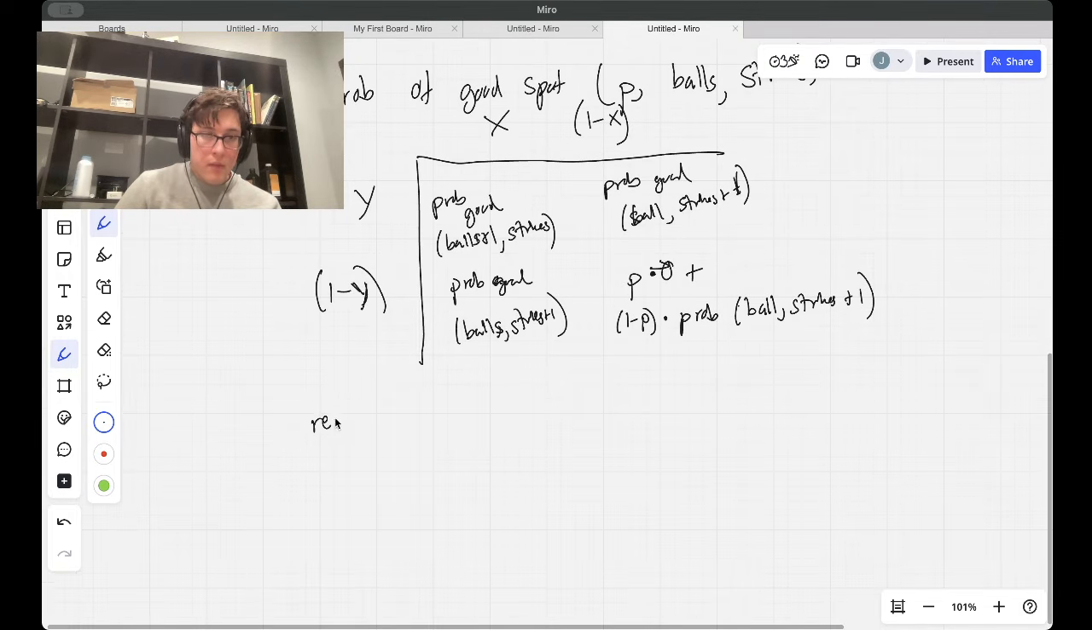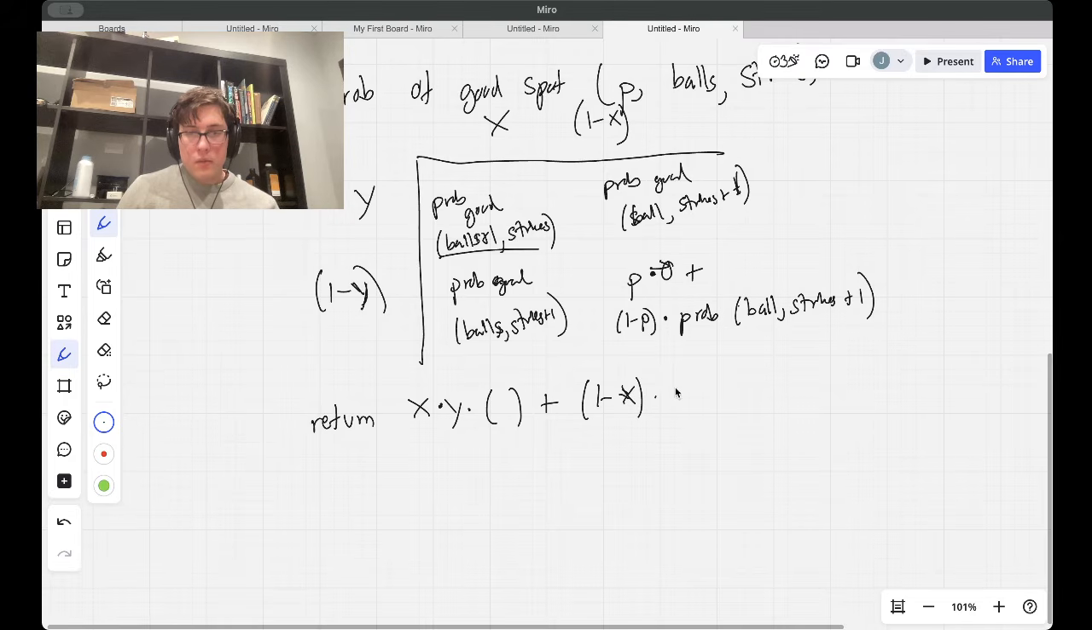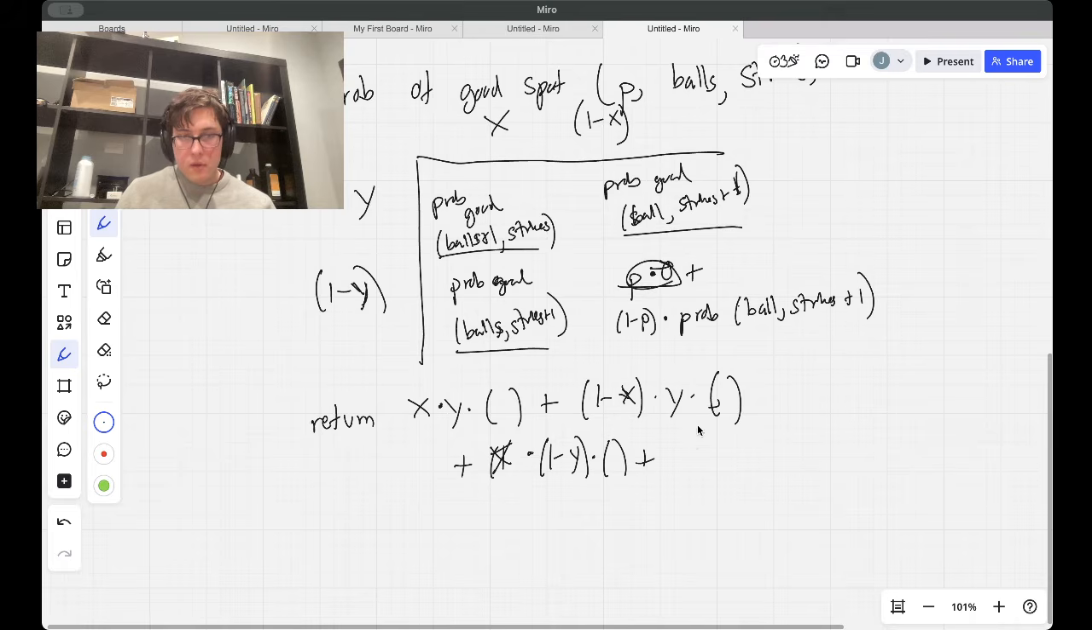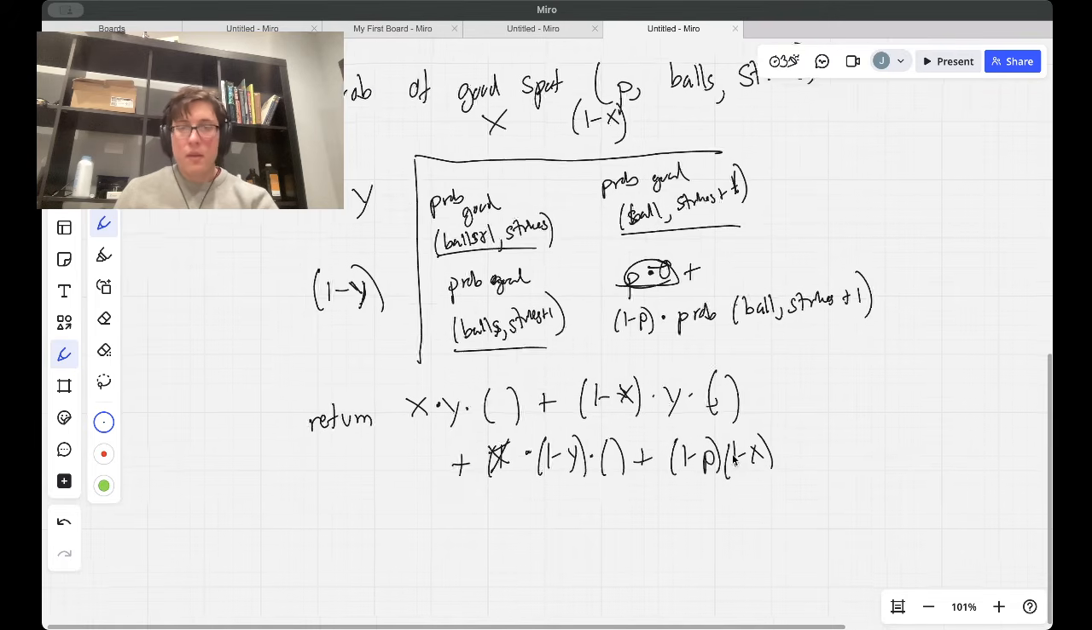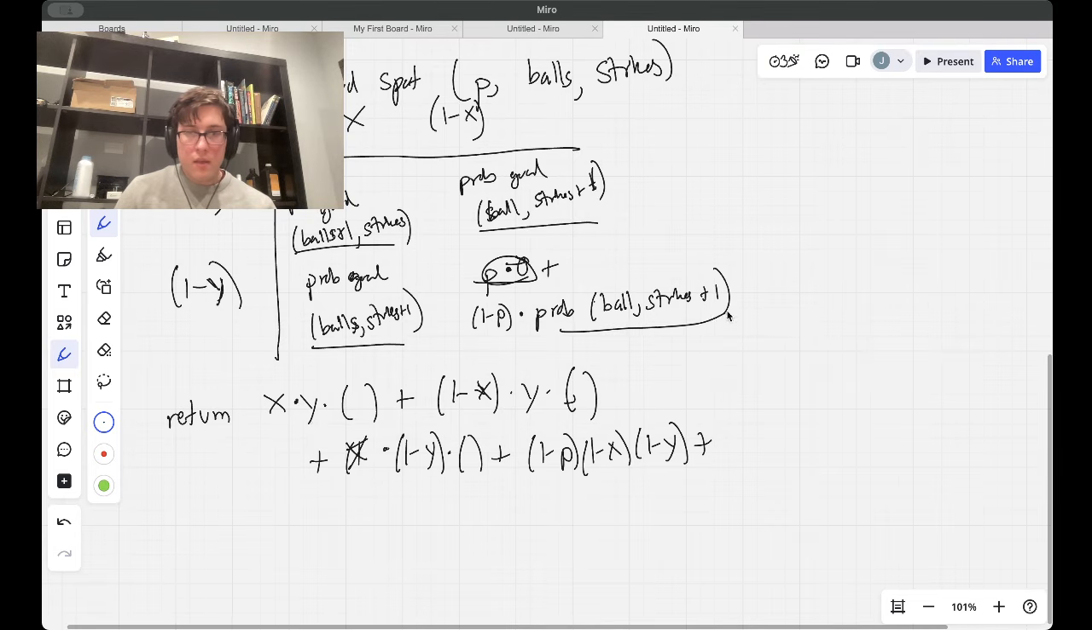Finally, just to write this out: we have some base cases, but for any other case, the probability of a good spot, given that we are currently at b balls and s strikes, is equal to x times y times this thing, plus 1 minus x times y times this thing, plus x times 1 minus y times this thing, plus p times 0, since this term is 0, plus 1 minus p times 1 minus x times 1 minus y times this thing, where this is, let's say, s, and here this one's b.